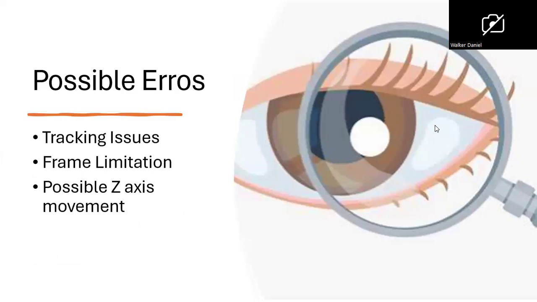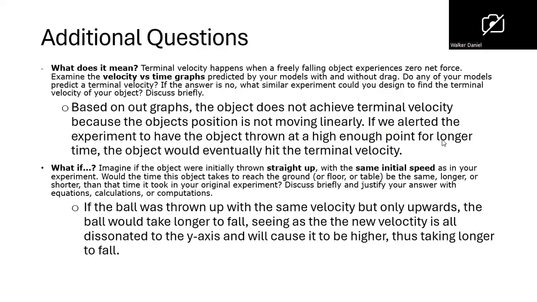There were some possible errors, of course, tracking issues. As you can see, the ball was pretty small, and it's hard to pinpoint exactly the center where it was, especially when it was leaving and also when it hit the floor. And then, of course, frame limitations, so we couldn't get the exact line, we could only get dots. And then finally, there could be possible z-axis movements that could have affected our calculations, causing possible errors.